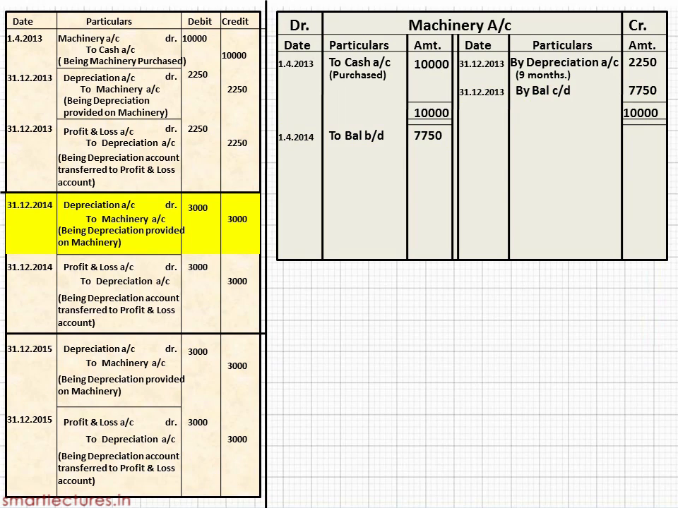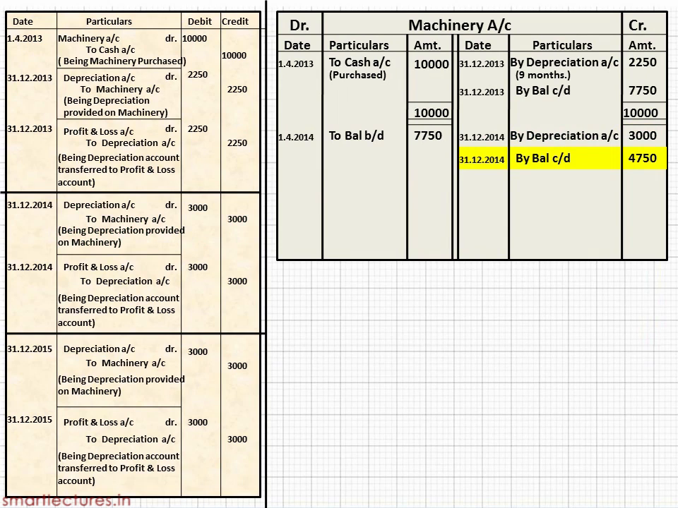The journal entry was depreciation to machinery, rupees 3,000. It means machinery account has been credited by rupees 3,000 in the journal entry. What does it mean? This machinery account will be credited in ledger posting. Machinery account will be credited means the amount will be posted on the credit side of machinery account. So by depreciation on 31st December 2014, rupees 3,000. Now, by balance CD, what will be the amount? This is the balancing figure, because the total on the debit side is 7,750.